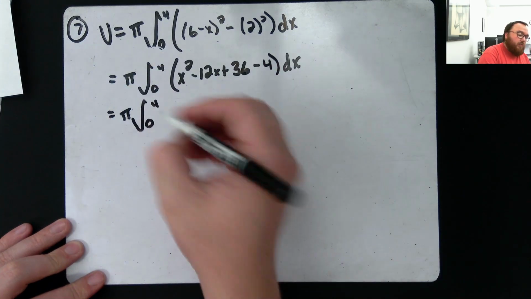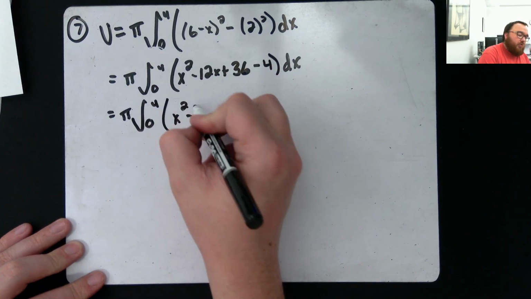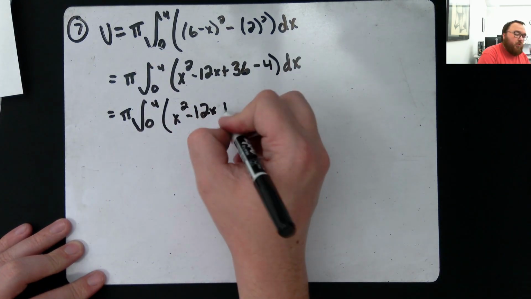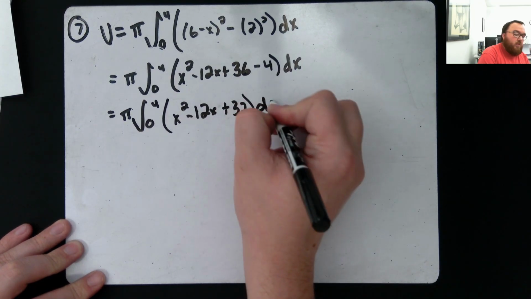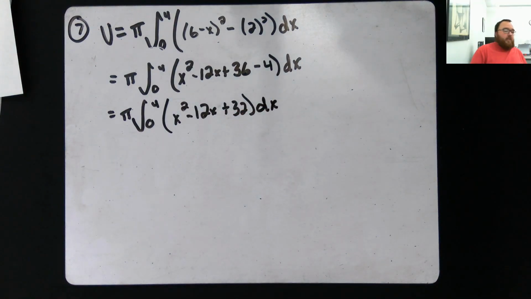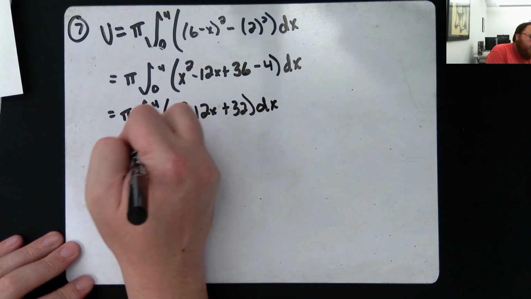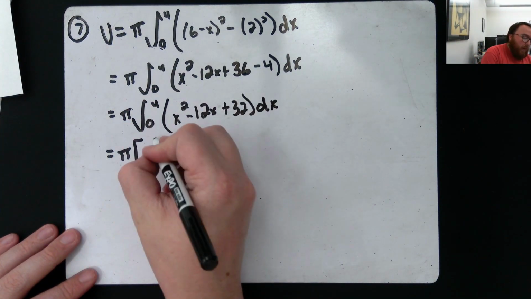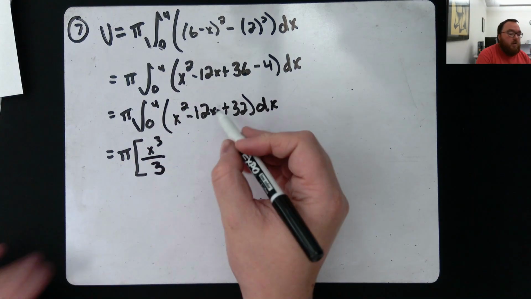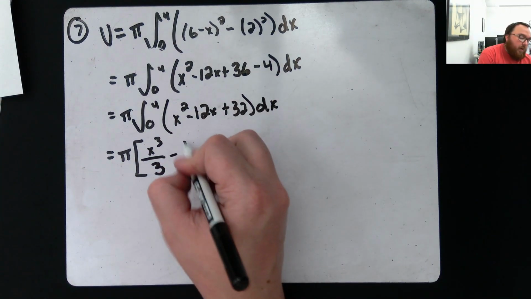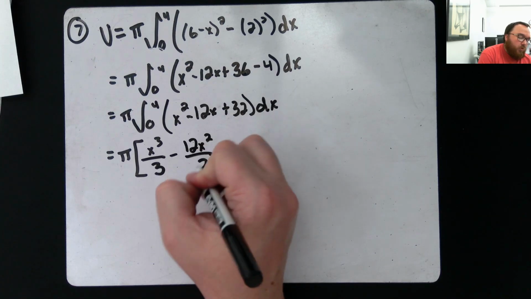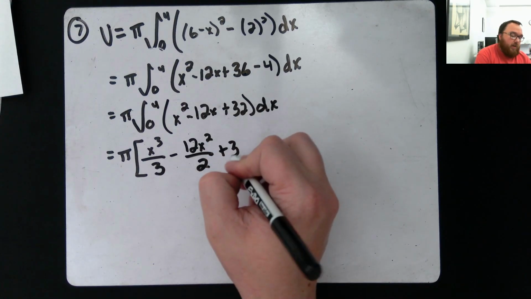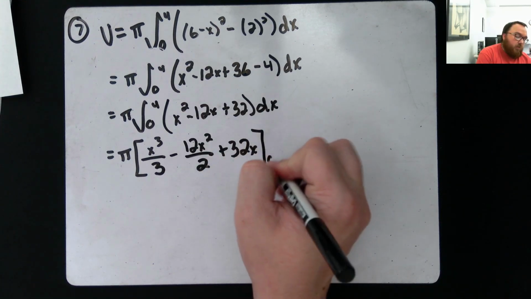Combine like terms. x squared minus 12x, 36 minus 4 is 32. So now take the antiderivative of that. This becomes x cubed, divide by the new power, so over 3. This becomes x squared, divide by the new power, so over 2. This would just be 32x from 0 to 4.